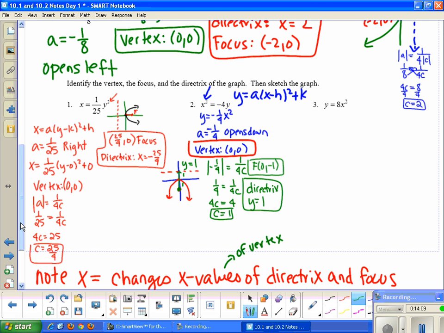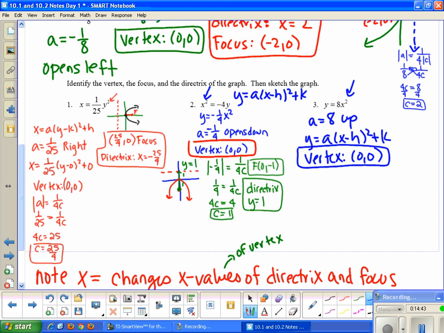So let's go ahead and do this last problem. For this last problem, it's an x squared, which tells me that y equals something x squared is going to open up and down for my parabola. Since my a value is equal to 8, I know my graph opens up. So I'm going to write down the general equation, y equals a times x minus h squared plus k. In this case, I know I don't have anything attached to x, so my vertex is still at 0, 0.